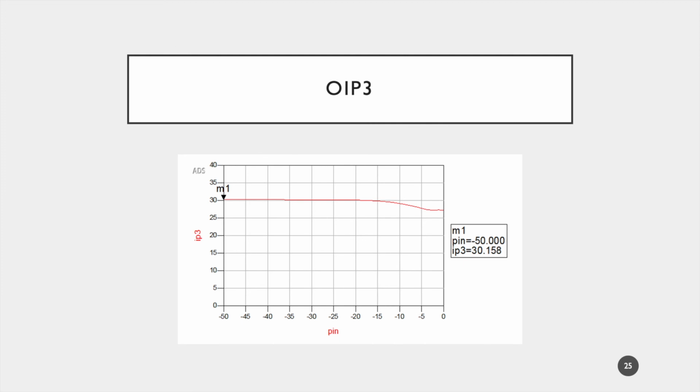Furthermore, with the updates, the linearity has been improved. OIP3 point has increased to 30 dBm.